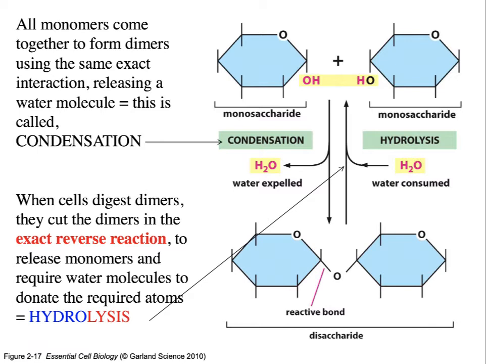Incidentally, the reverse chemical reaction, the breaking of bonds between complex molecules, in this case the disaccharides becoming monosaccharides, also has a name. These types of reactions that involve the addition of water are known as hydrolysis reactions. Hydro referring to the water and lysis referring to the breakage of the glycosidic bond.